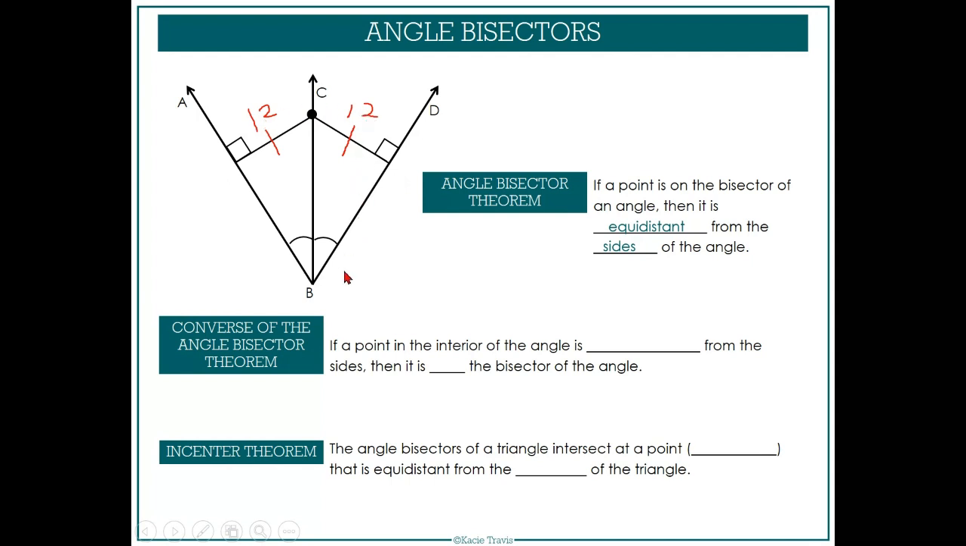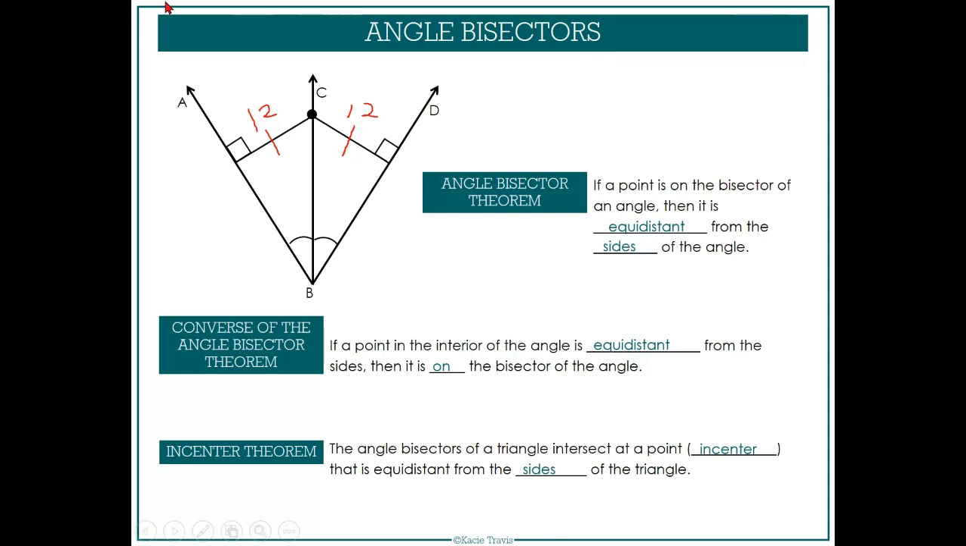Now, along with these, in the converse of this, we have if a point is in the interior of an angle and it is equidistant from the sides, then it is on the bisector. So if you see a point and it's equidistant from the sides, you know that it's on the bisector. Lastly, the angle bisectors of a triangle intersect at the point, the incenter, that is equidistant from the sides of the triangle. So remember, that incenter is going to be equidistant from the sides of our triangles.